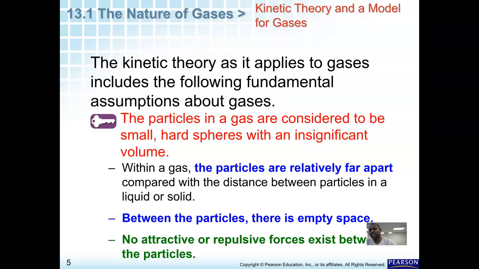Within a gas, the particles are relatively far apart. So if you consider these as 2 particles of gas, these 2 particles are far away from one another, and the distance between the 2 particles is 10 times larger than the size of the particle, which means each gas particle is 10 times smaller than the distance between the 2 particles.